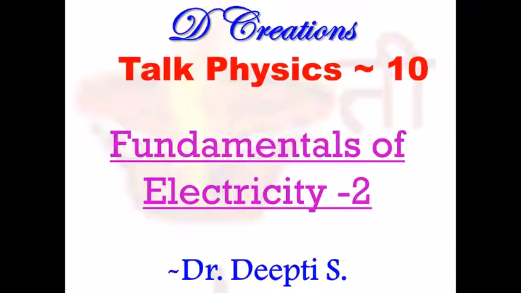1 volt is the potential difference between 2 points if 1 joule of energy is used to move 1 coulomb of charge from one point to the other. In fact, voltage is the driving force in an electric circuit. A current is established in a circuit due to the voltage.